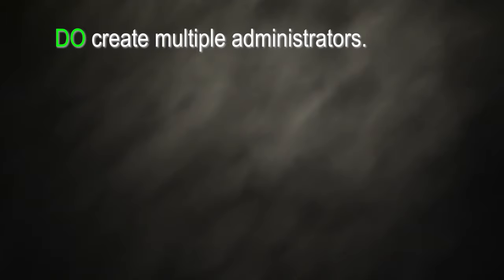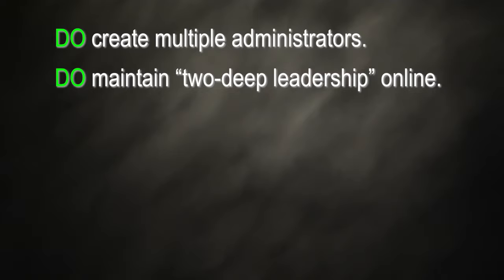First, here are some things you can do. Create multiple administrators for your Facebook page, including your top youth leaders. This will help your page be updated more regularly. Youth protection rules require you have at least 2 adult administrators on your page. Speaking of, maintain 2-deep leadership online, meaning no one-on-one contact between adults and youth via social media messaging or email.